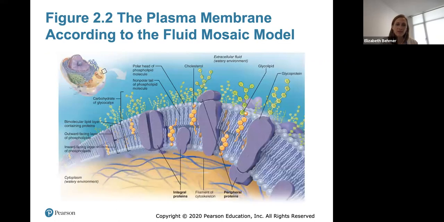And this is a look at the plasma membrane according to the fluid mosaic model. You can see the integral proteins extend throughout the entire surface of the membrane, whereas the peripheral membrane proteins more just touch the outer surface, either exterior or internally.